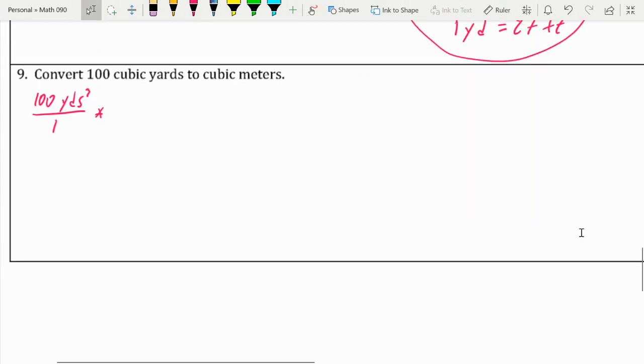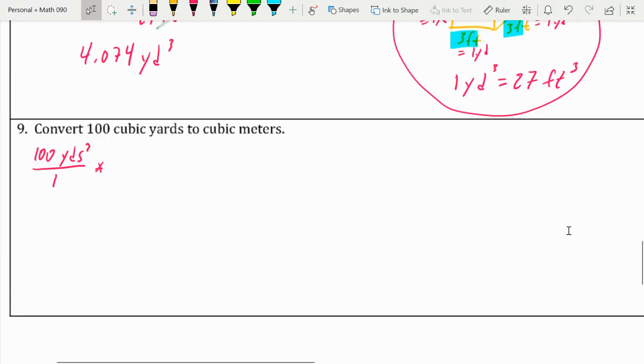I know there's a whole lot of scrolling back and forth and it's probably annoying, but we know from the previous problem that 1 cubic yard was equal to 27 cubic feet. So we end up with 1 cubic yard at the bottom over 27 cubic feet at the top. Cubic yards cancel. So I'm left with cubic feet.